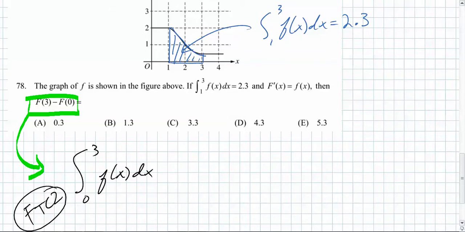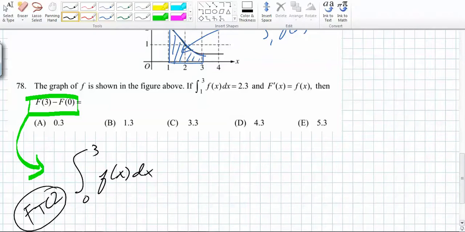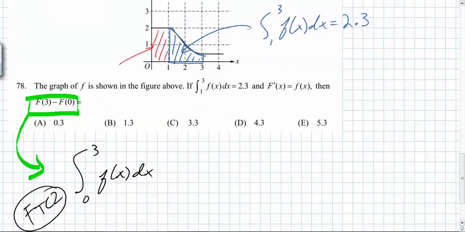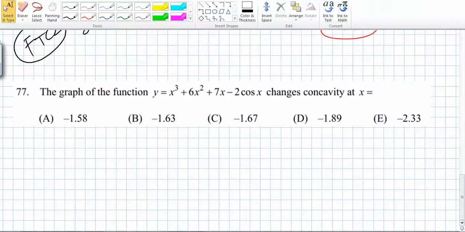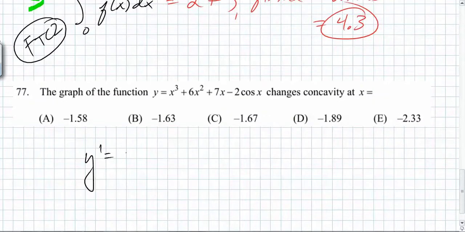So if you know that the integral from 1 to 3 is 2.3, how do you find the integral from 0 to 3? Add 2. Look, it tells you right here, what is this? That's just 2. So that's going to be 2 plus the integral from 1 to 3 of f of x dx. So it's going to be 2 plus 2.3, which is 4.3. There it is. It's a great question. That's a fantastic question.